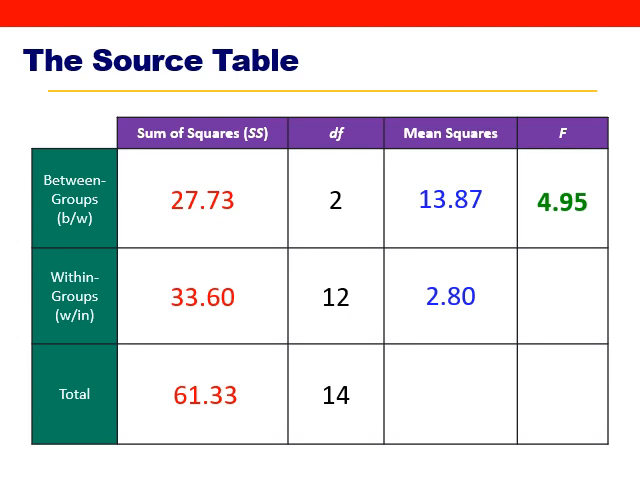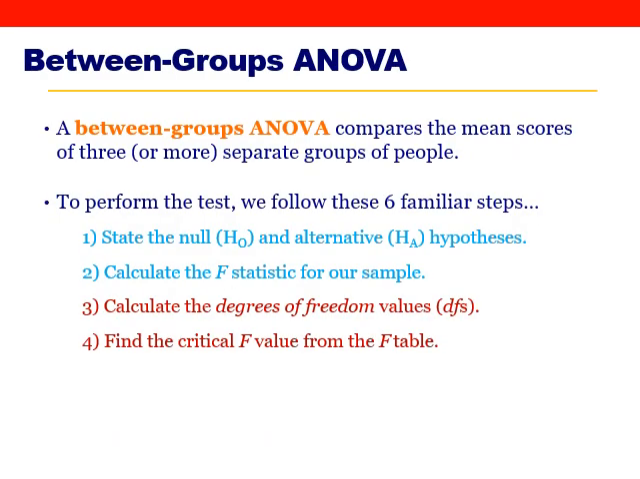We now have our F statistic of 4.95. The rest of the steps in performing this test will be very similar to the steps that we've done previously. We know that our F statistic is 4.95, but we need something to compare it against. So we'll need to calculate the degrees of freedom and find our critical value to compare our F statistic against.